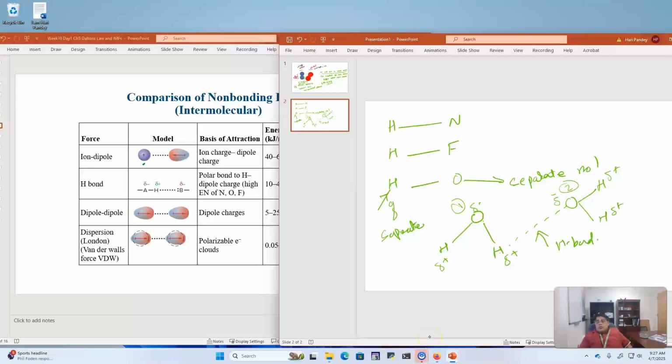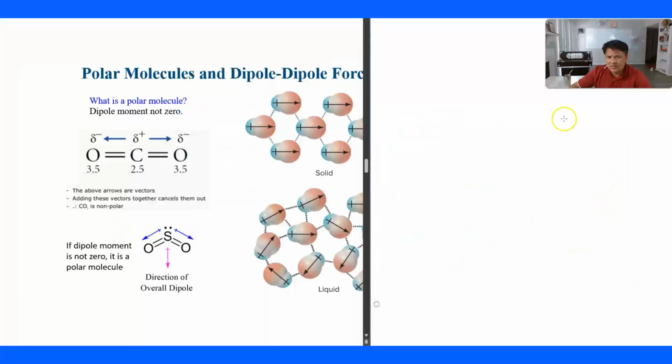There could be another hydrogen bond. There could be another attraction between the oxygen of this molecule and the hydrogen of that molecule. This is another hydrogen bond. There is another one, this hydrogen and that oxygen. That is another hydrogen bond. That's why the hydrogen is attached with either nitrogen, oxygen, or fluorine.